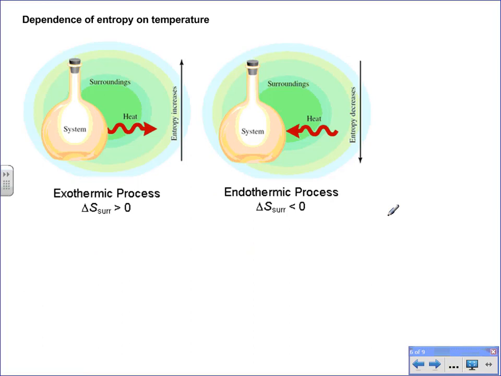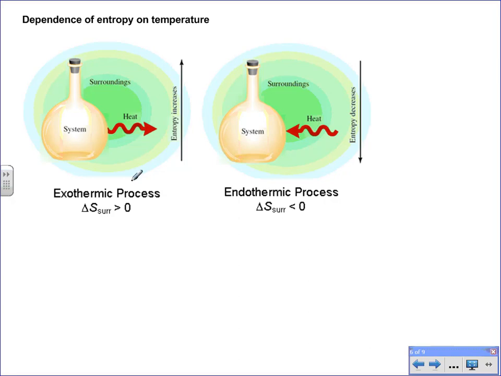Now, recall that in order to decide if a reaction is spontaneous, we need to look at the change in entropy in the universe. So we know how to calculate the change in entropy of the system. Next, what we need to do is consider the change in entropy of the surroundings. The change in entropy of the surroundings is directly connected to whether or not a process is exothermic or endothermic.